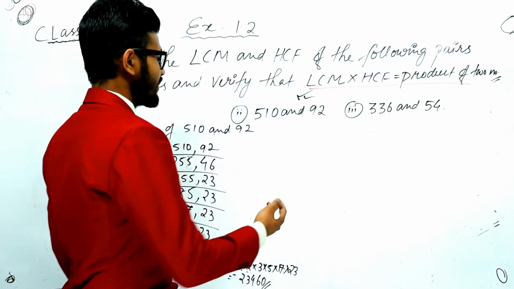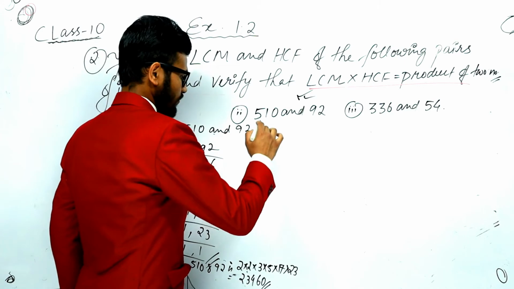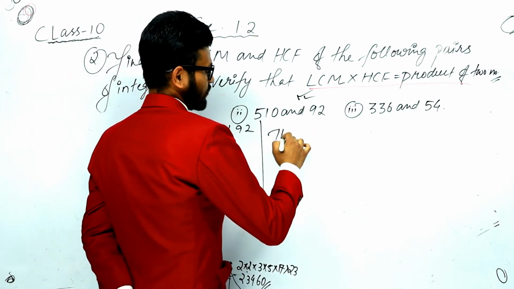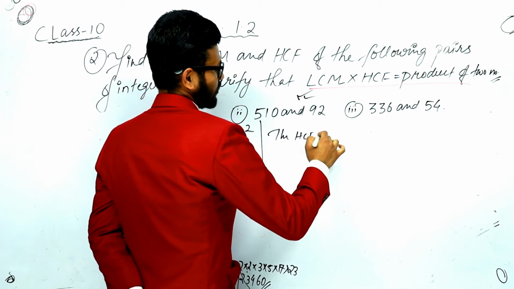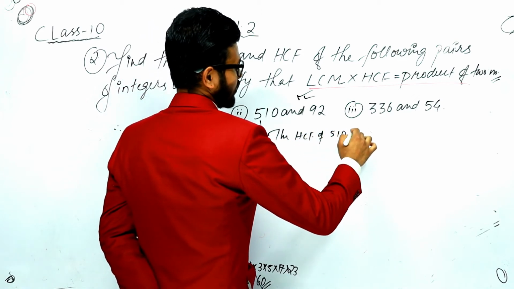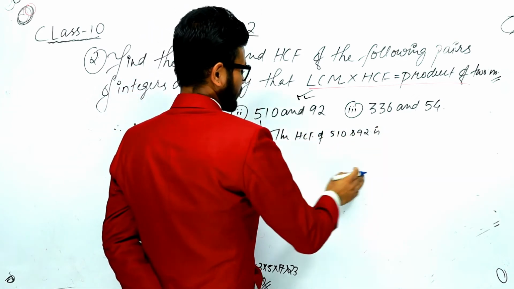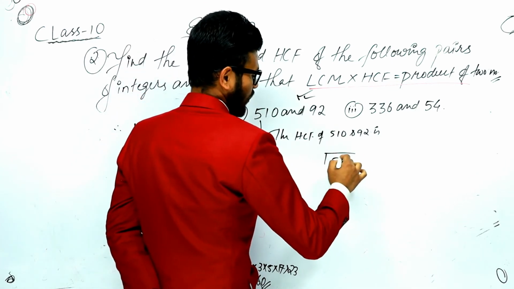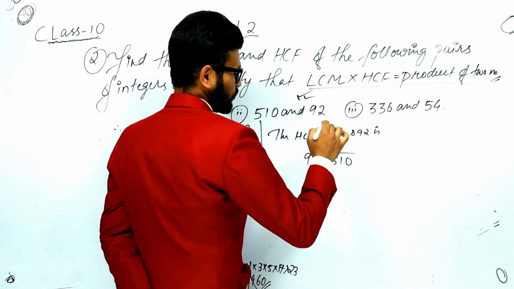Now let us go on finding the HCF of these two numbers. Therefore, using Euclid's division lemma, the HCF of 510 and 92, let us find it. 510 and 92.